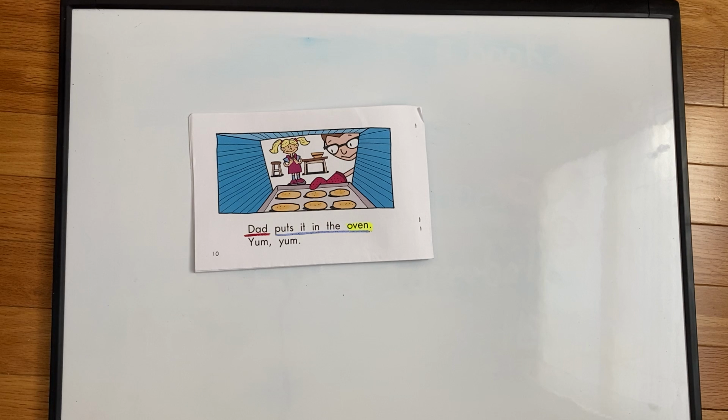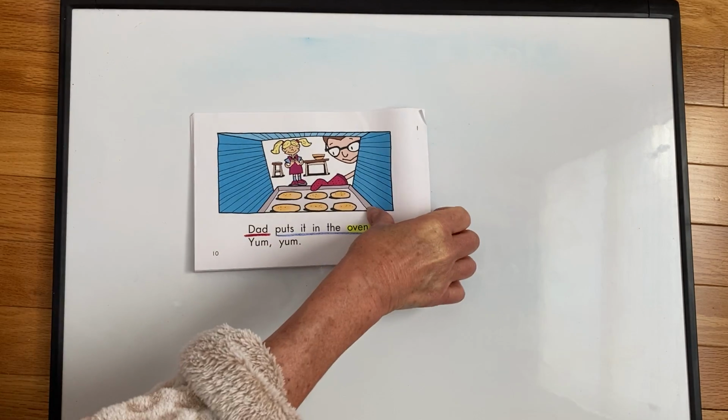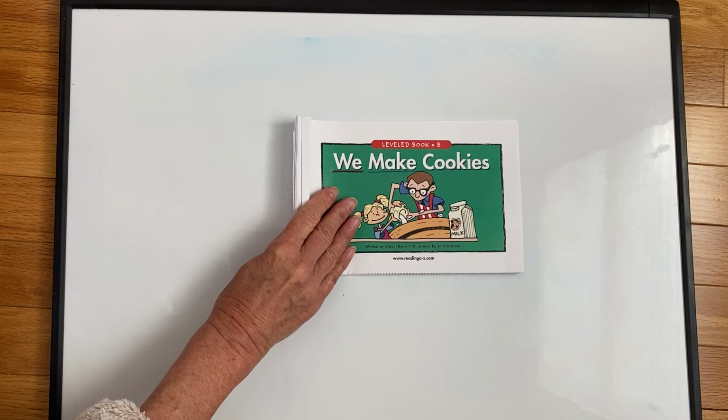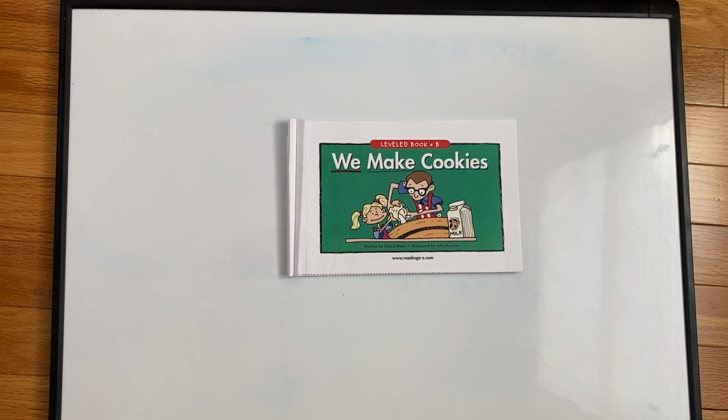So you guys did a lot today. We read through our book. We learned about the two parts of a sentence, which is the naming part and the telling part. The naming part is who the sentence is about, and the telling part is what the person is doing.